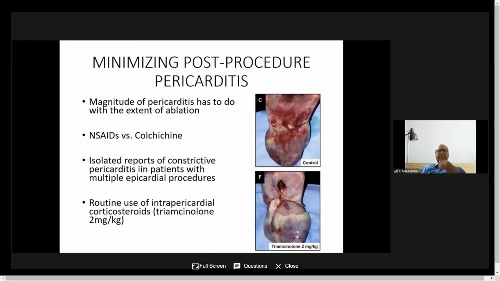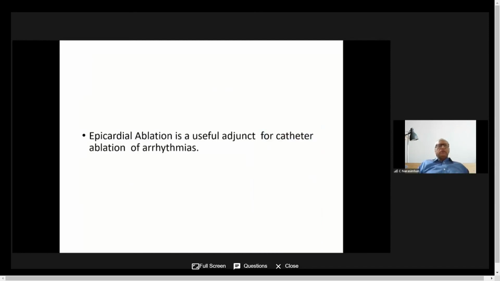pericarditis. So I would like to conclude, epicardial ablation is a useful adjunct for catheter ablation of arrhythmias. If we take some simple precautions, it can be safely performed for a wide variety of conditions.